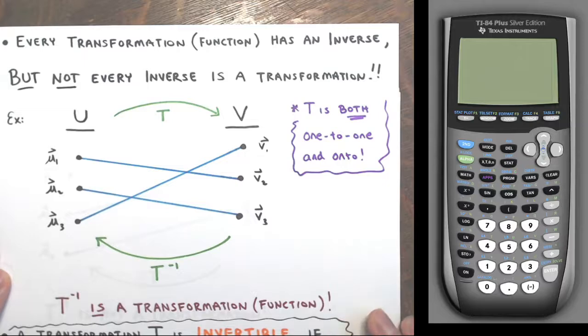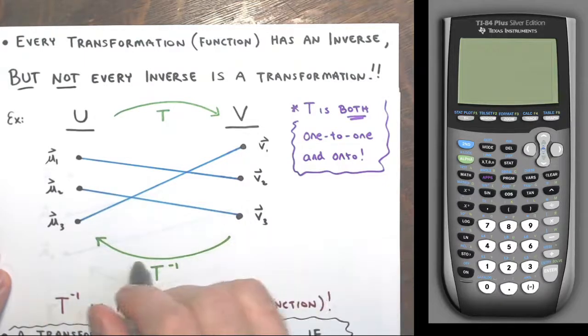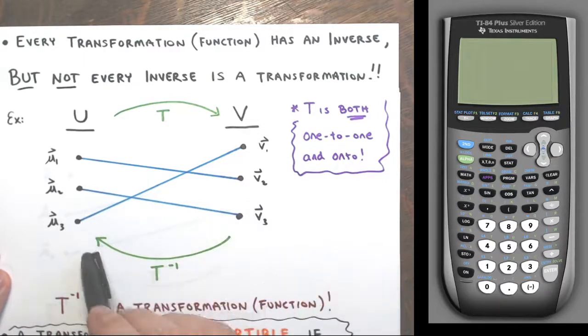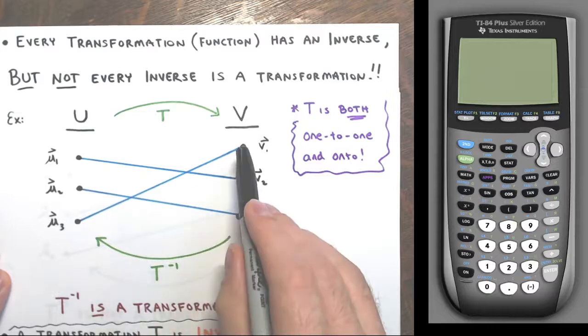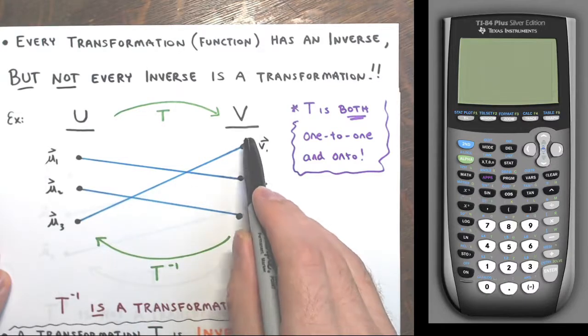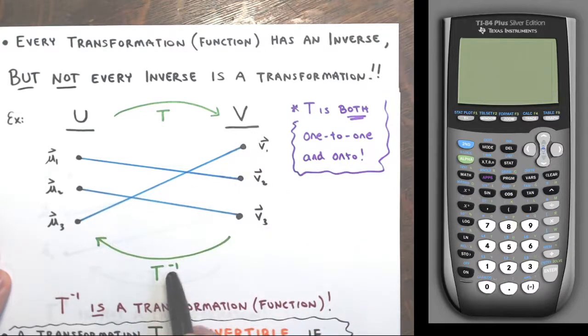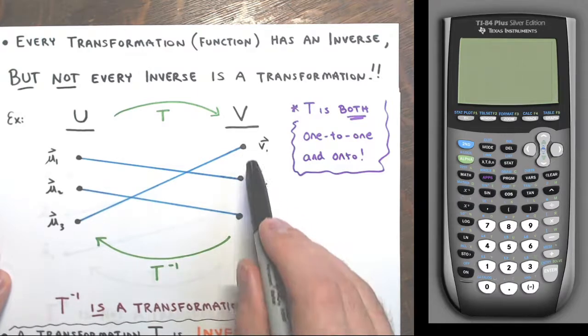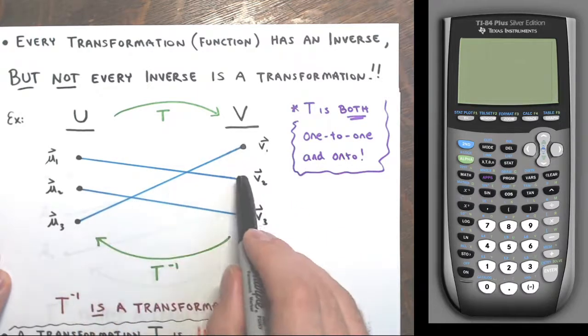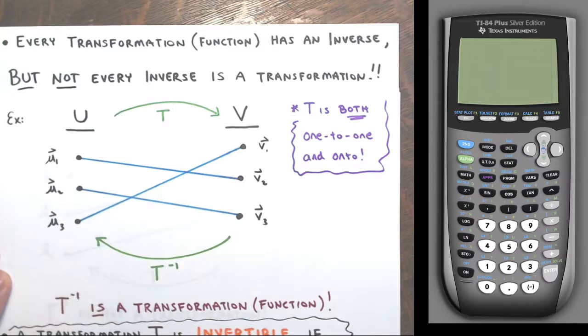Now look at the reverse mapping. Look at T inverse, going from V to U. Is it a transformation? Yes. Every element of V, which is the domain of T inverse, is mapping to exactly one element of U. And that is by definition a transformation from V to U this time.